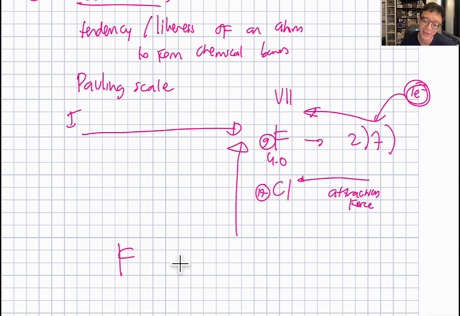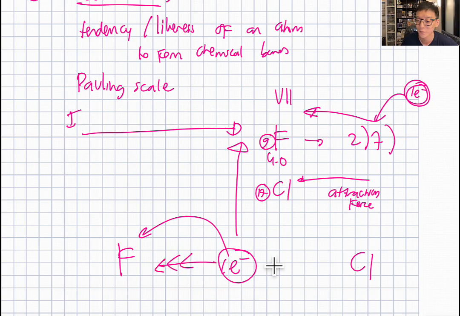Imagine this is F, and there is an electron, and the Cl. Of course this electron would be attracted more strongly to F, because the radius is less and the attraction force is much stronger. That's the idea. So electronegativity is the tendency or likeness of an atom to pull an electron to form a chemical bond. From left to right, it increases in electronegativity. From down to up, it also increases in electronegativity.